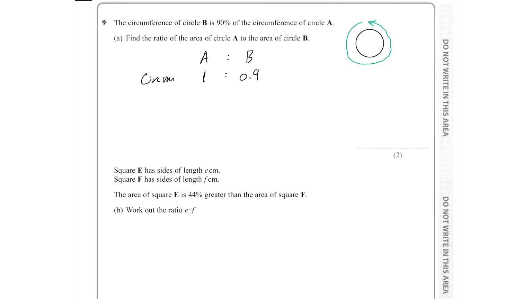Find the ratio of the area of A to the area of B. Right, so the first thing we want to do is find the scale factor between the two. So how do I go from here to here? Now, in order to go from 0.9 to 1, we'd have to times it by 10 over 9. But that's a length scale factor. Circumference is a length. Now, to get the area scale factor, we're going to have to square that. So for area, that's going to be 10 squared over 9 squared, which is 100 over 81.